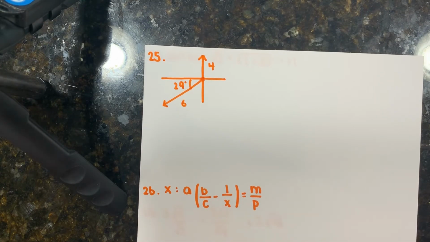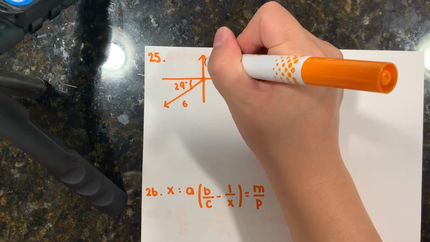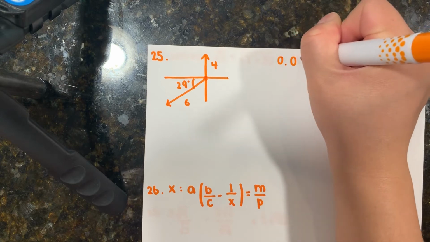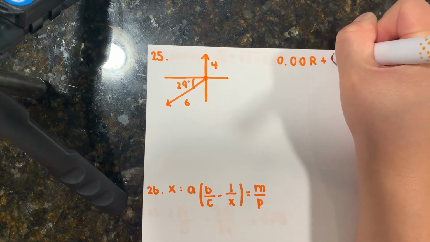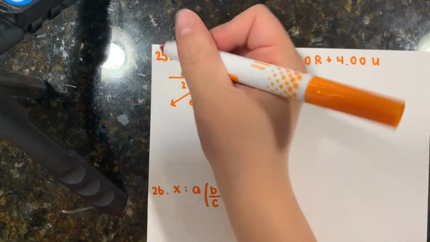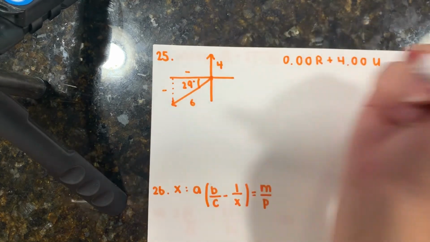Moving on to number 25, the first thing that I'm going to recognize is that this 4 is going up 4 spaces. It's not going left or right. So I get 0.00r plus 4.00u. For this one over here, it's going to the left of the origin and it's coming down off the x-axis.